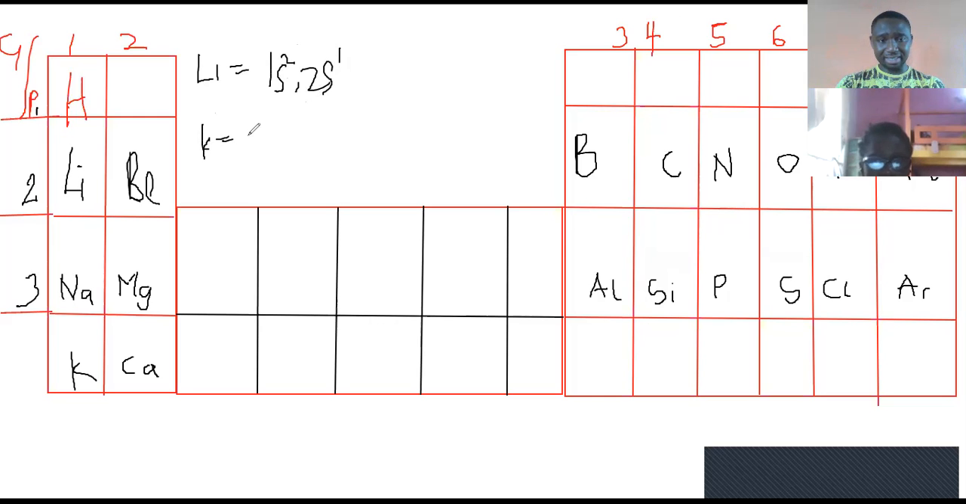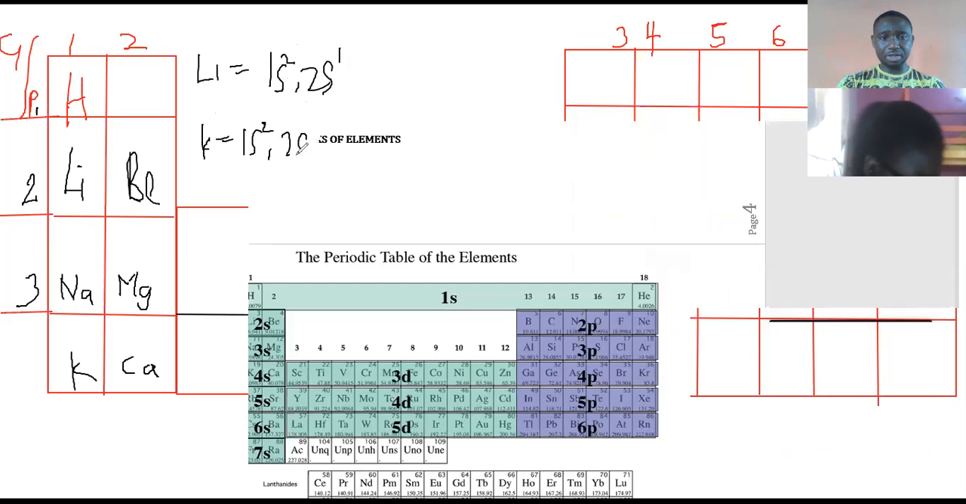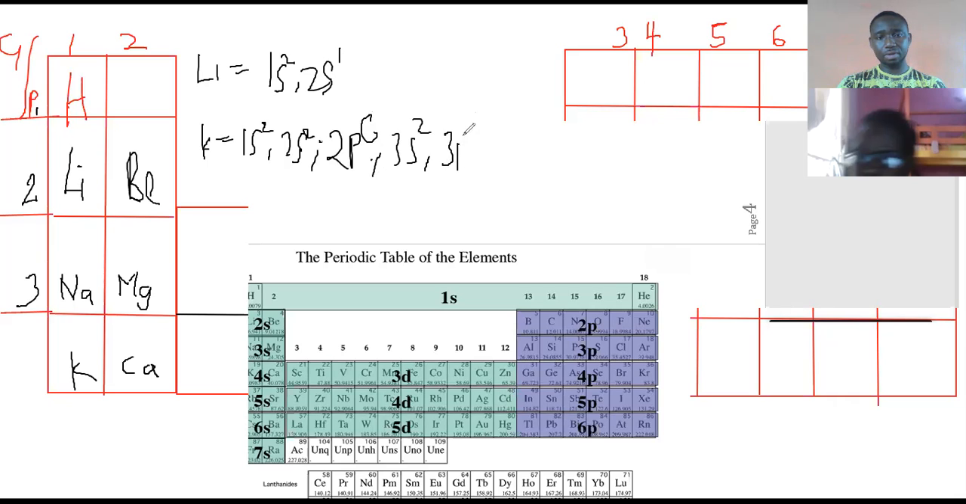Potassium is 19. So we're going to be having 1s2, 2s2. As I'm doing potassium, I need you to do calcium for me. I need you to do calcium as I'm doing potassium. Okay. 1s2, 2s2, 2p6, 3s2, and 4s2.